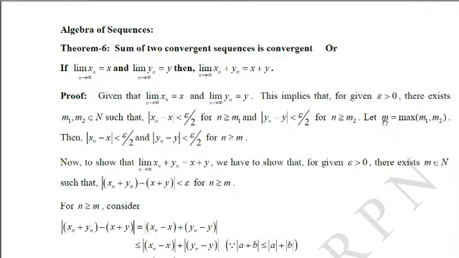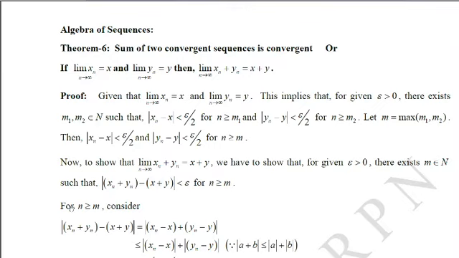So let me take m equal to the maximum of m1 and m2. Then both of them are true. So mod xn minus x is less than epsilon by 2 and mod yn minus y is less than epsilon by 2 for n greater than or equal to m. Now we have to show that the limit of this is equal to x plus y. But if you write this in epsilon form, what is the meaning of this? For given epsilon greater than 0, there is a positive integer m such that the distance between these two is less than epsilon for n greater than or equal to m.